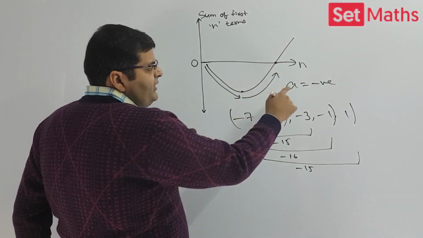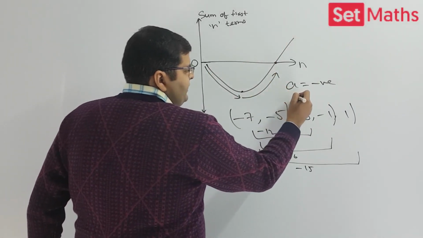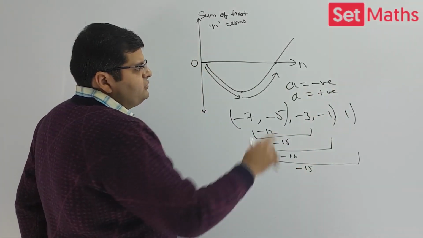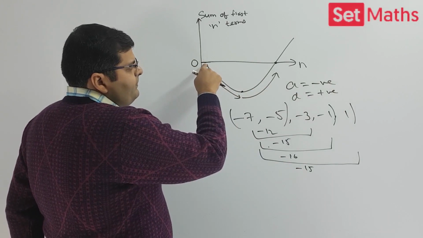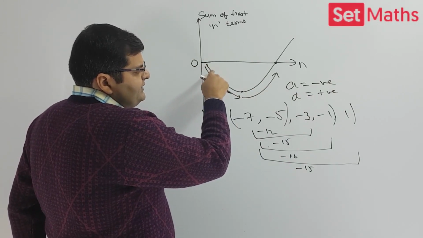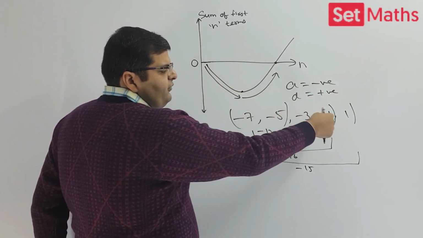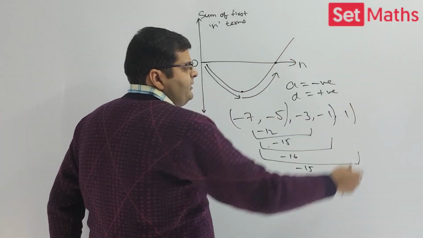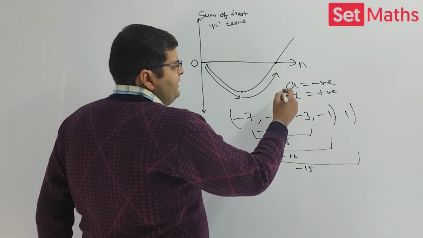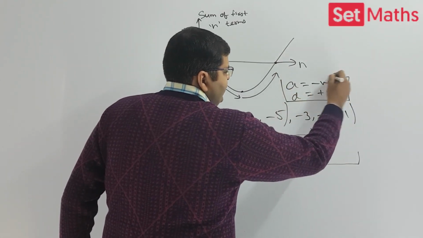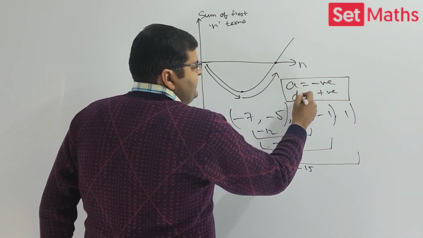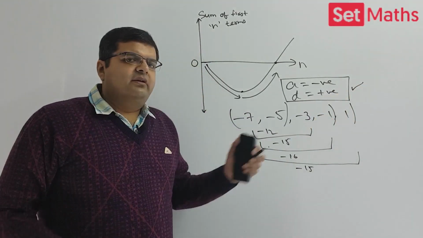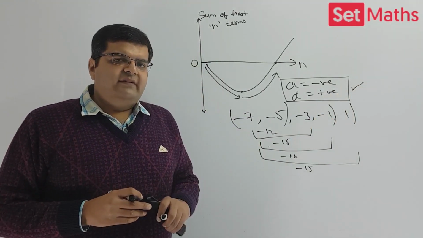From here we conclude that a is negative, but the common difference d is positive. Why? Because the sum decreased due to negative terms, but after a point of time it started to increase because positive terms were introduced. So the option saying that a, the first term, is negative and d, the common difference, is positive is the correct answer. That is how we solve this question.